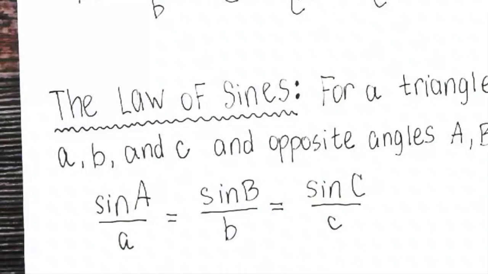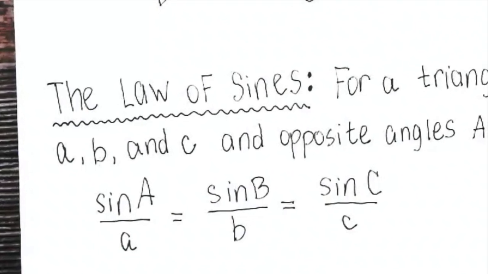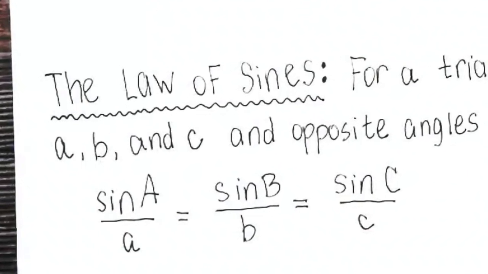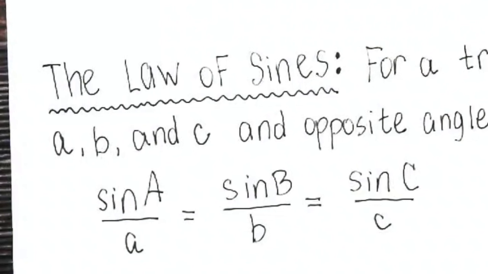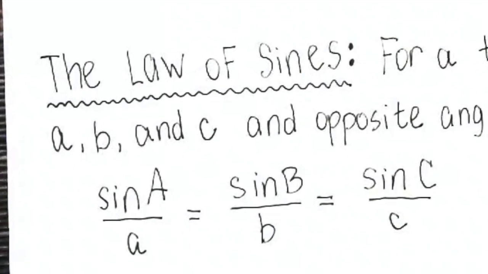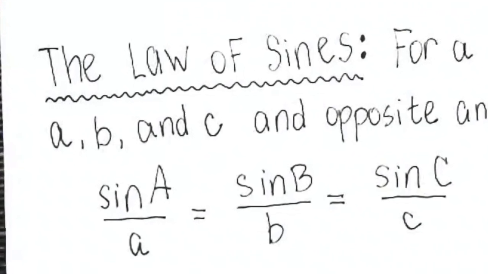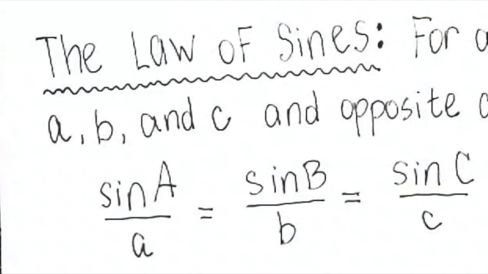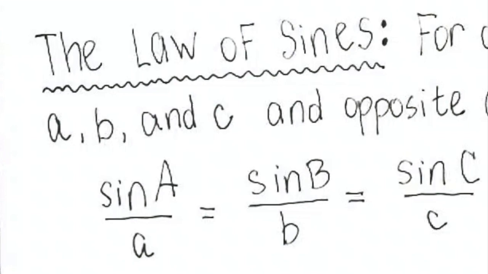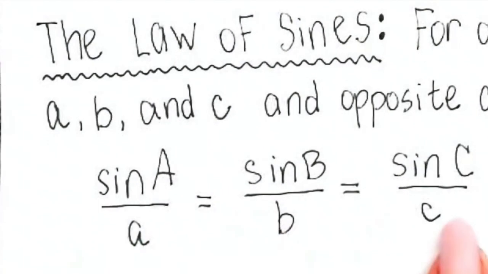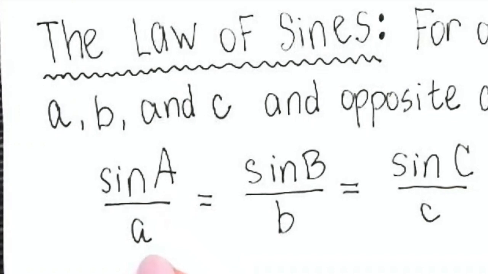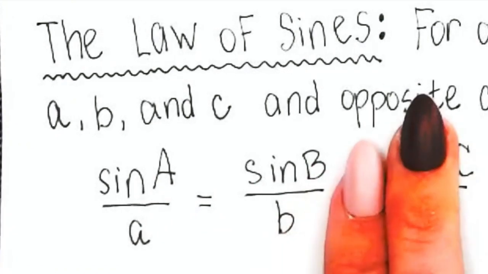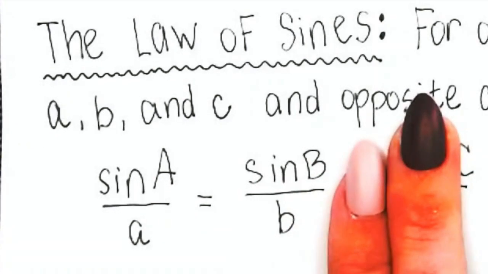I know that this has two equal signs and three pieces to it. You don't set up all three parts and try to solve from here. You choose two parts and set them equal to each other. They're all equal. If you happen to know angle A and side A, and you know angle B, well then we're going to use that and find side B.